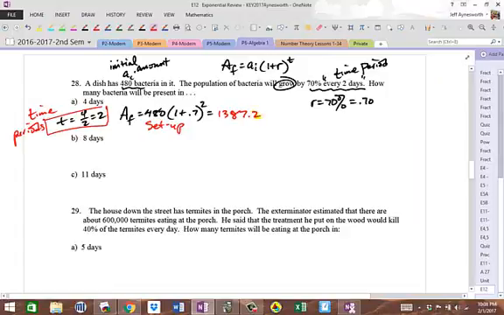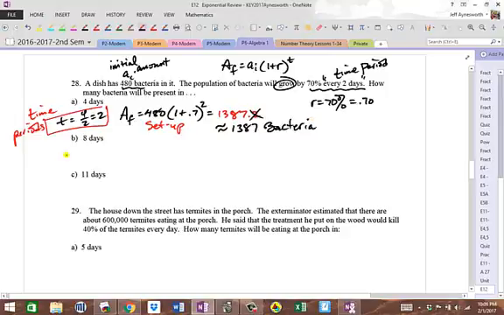1387.2, but you round it. So this is approximately equal to, let me write the approximately equal to sign better, 1387 bacteria, because you chop off the decimal, right? In 4 days.